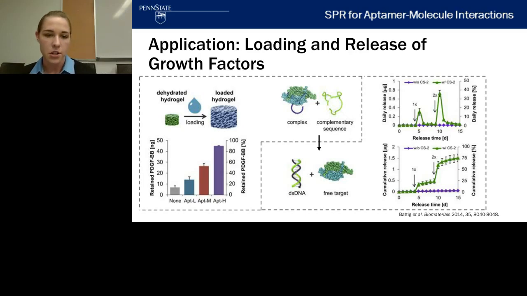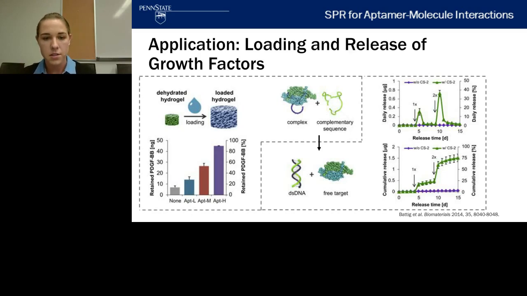So this hydrogel is porous and can be loaded with the protein of interest. In this case, the aptamer is already conjugated within the hydrogel matrix, so it's chemically conjugated, not physically conjugated. And then we can load this protein of interest, and it forms a complex with the aptamer, so it's binding specifically. And we can see in the graph on the lower left that the highest affinity aptamer is able to load the most PDGF-BB.